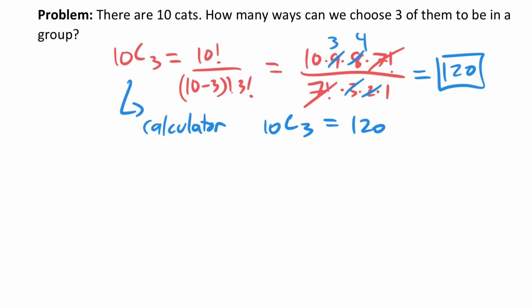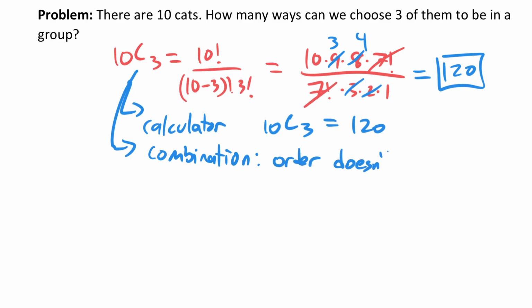So the 10C3, the way I like to think about the C is I think about the C standing for the word combination. Because what we're doing here is a combination, not a permutation. And in a combination, it means that the order doesn't matter. So for our cats, because they're running around and they're in a group, not in a line, it doesn't matter the order you put them in. So this is where you'd use a combination.